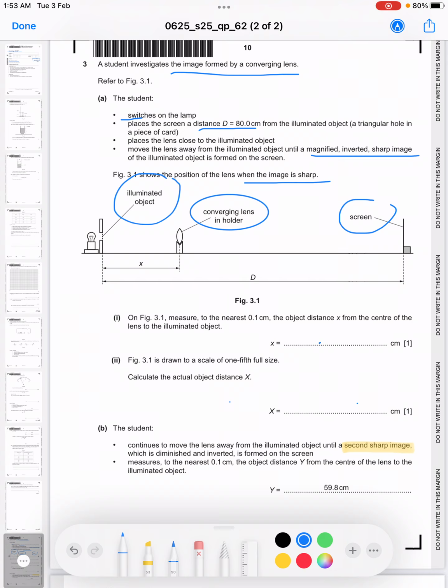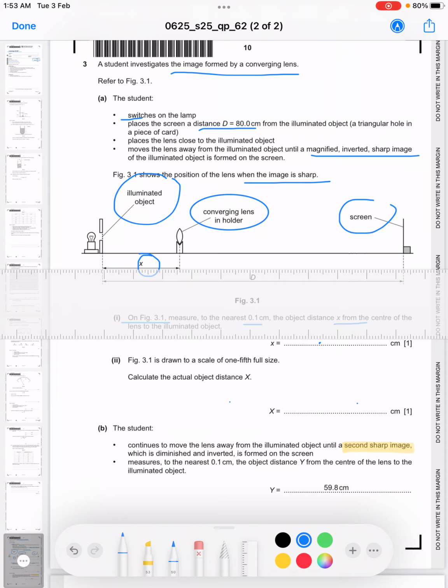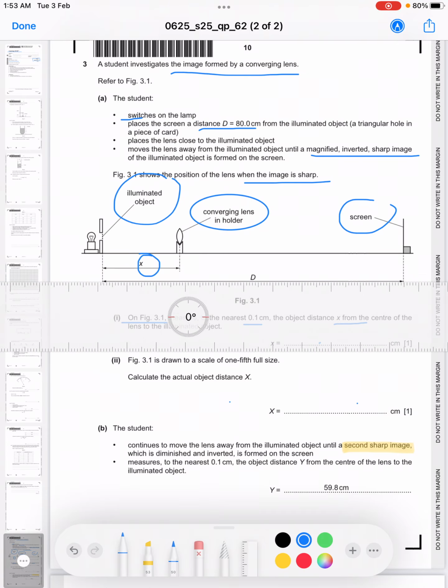So basically we get a sharp image in this position. Now what they want from us, in figure 3.1, measure to the nearest 0.1 centimeter the object distance x. So this is our x distance and we need to measure it from the center of the lens to the illuminated object. So how will we measure it? Everyone has a ruler and we will just use the ruler.